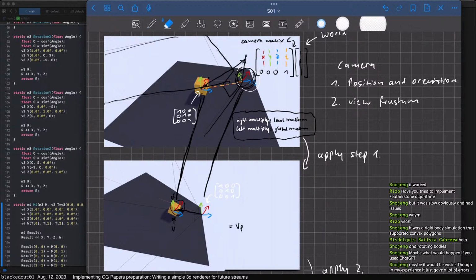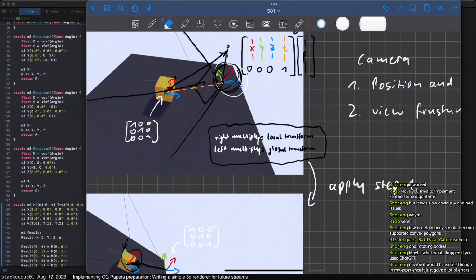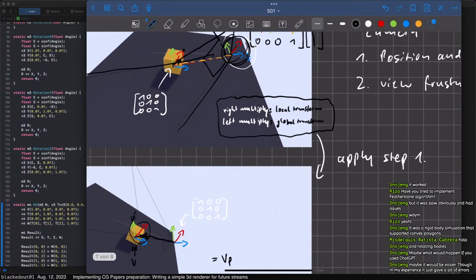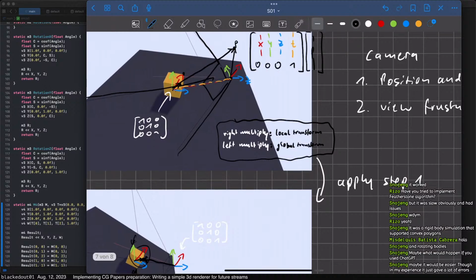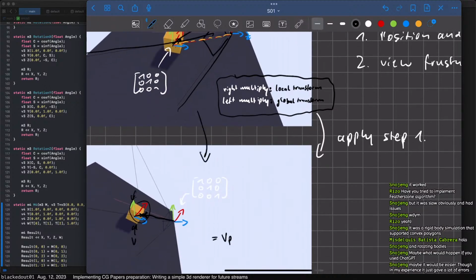So what we actually just want to do is multiply our point with the inverse of the camera matrix, because we don't want to move the point from the camera's point of view to the global point of view. We want to move it from the global point of view relative to the camera, which is this transformation.